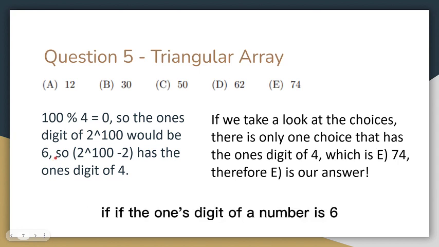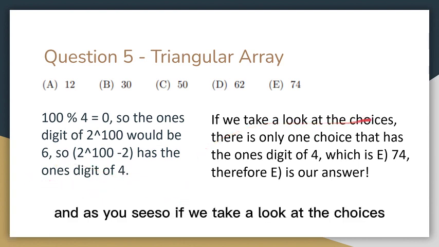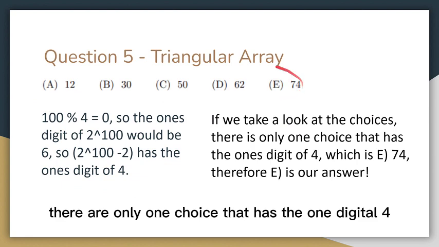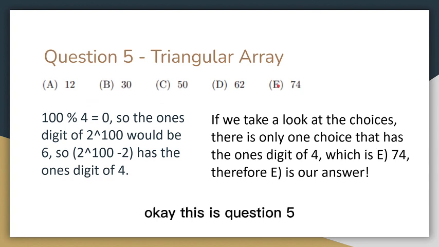So if the ones digit of a number is 6, that number minus 2, the ones digit will be 4. So if we take a look at the choices, there's only one choice that has the ones digit of 4, which is E, 74. So therefore E is our correct answer. Okay, this is question 5.